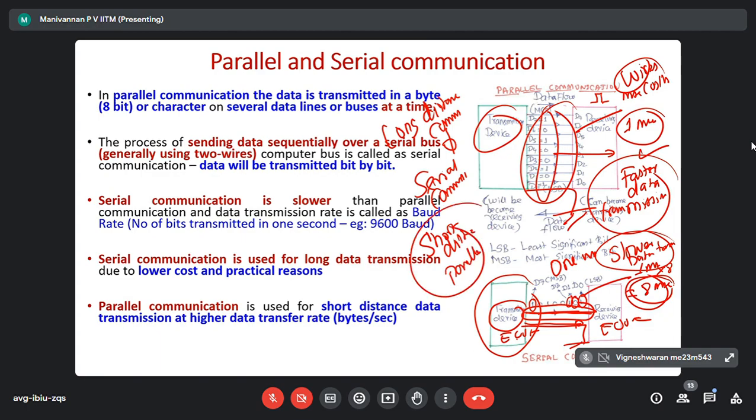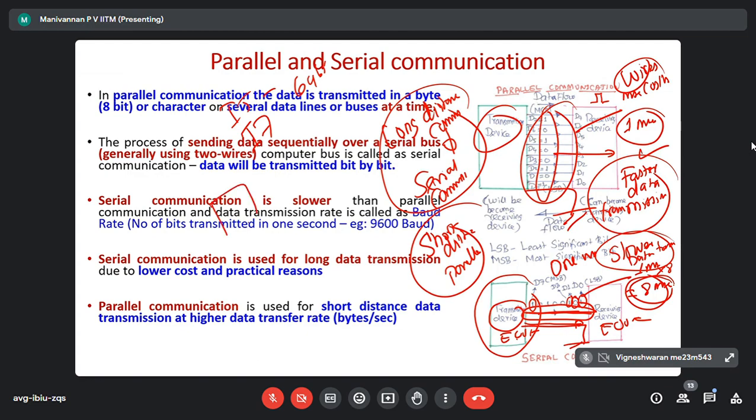Even now it happens this way. Inside your computer, you have a CPU, a memory, a hard disk. All these things are connected by a communication bus. There they use parallel communication. Why? Everything is within 1 foot inside your motherboard, a few inches away. So the data is transmitted over a 64-bit parallel bus. You know that i7 and i5 processors are called 64-bit processors. That means there are 64 data lines, D0 to D63.